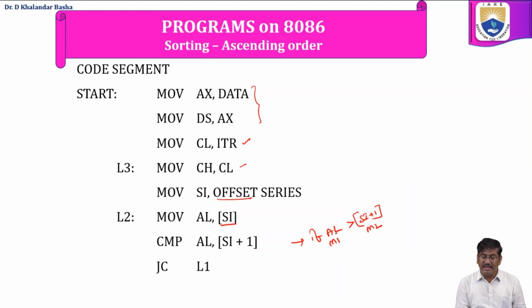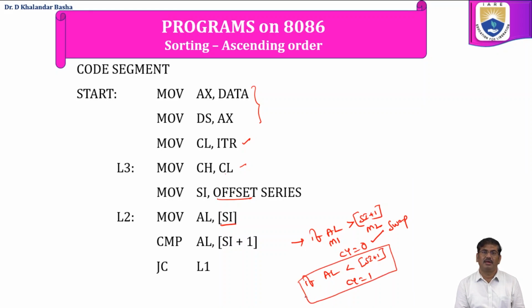So if AL is greater than [SI+1], then the carry flag is equal to 0. If AL content is less than the second memory location, that is [SI+1], in that case the carry flag is equal to 1. So for ascending order, when this condition is satisfied, go for the swap operation. If it is descending order, this condition we have to check. So now here we are checking JC, that is jump if carry.